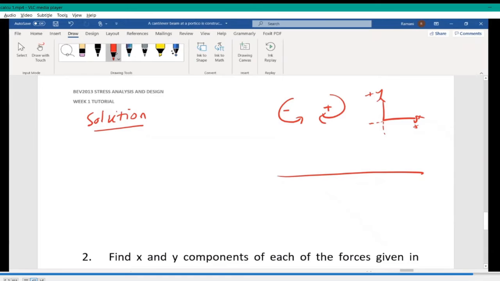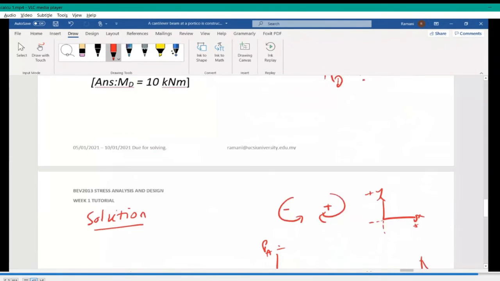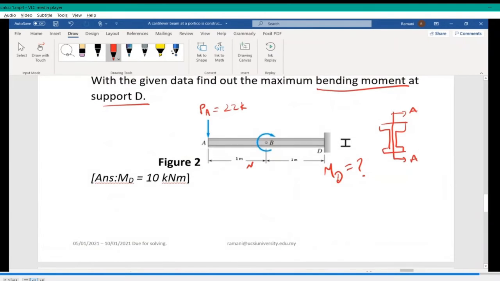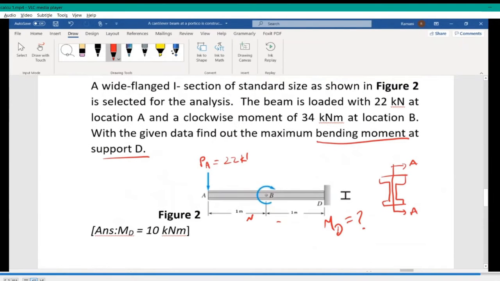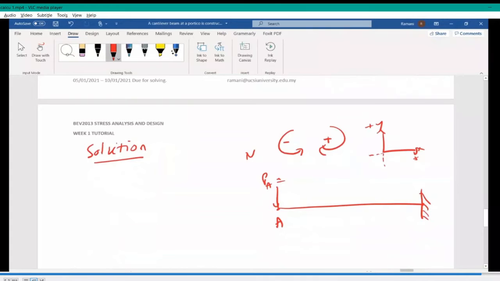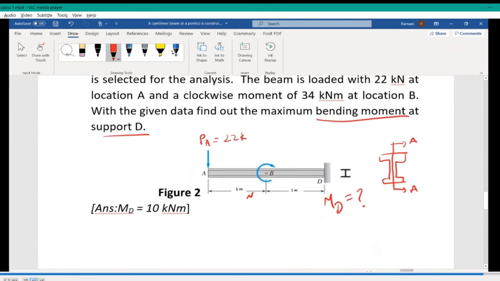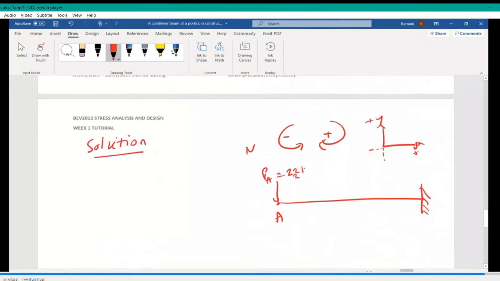My free body diagram is one end is fixed into the wall, and at A, there is a load. PA is equal to 22 kilonewtons. Now the value is very high. You must be able to imagine how much is 22 kilonewtons. You must have an imagination power.